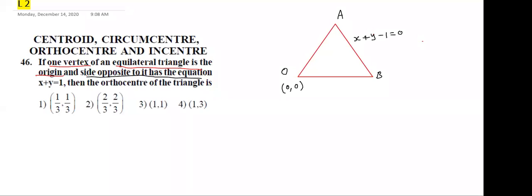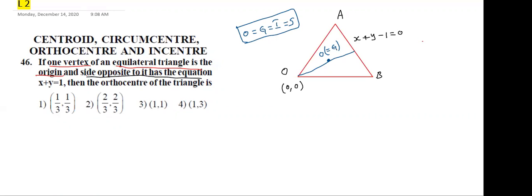Here in an equilateral triangle, the orthocenter, centroid, circumcenter and incenter are located at the same place. This is the orthocenter, and that is equal to the centroid also. Orthocenter, centroid, incenter, circumcenter, these are all located at one place only in an equilateral triangle. So here the orthocenter is equal to the centroid only.